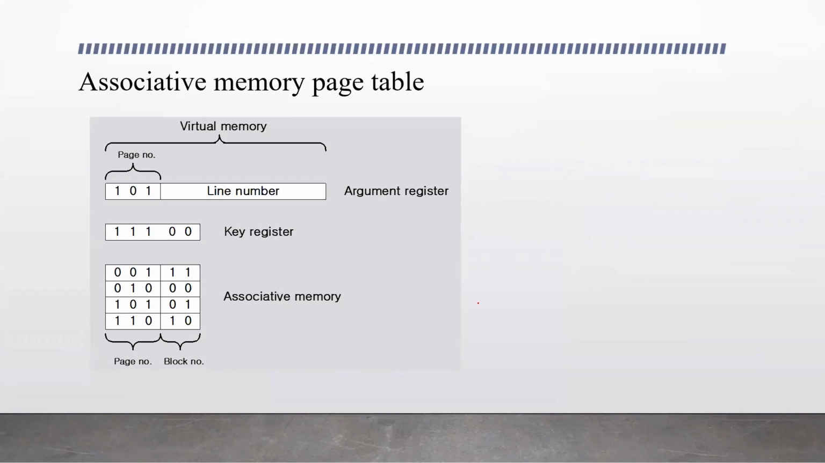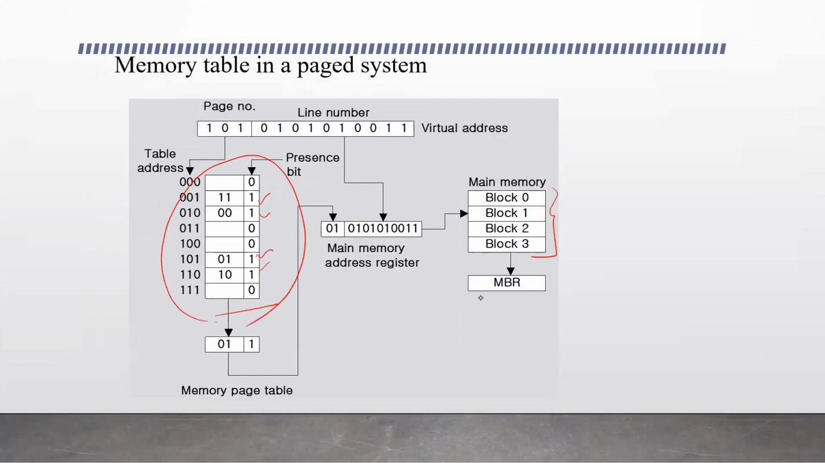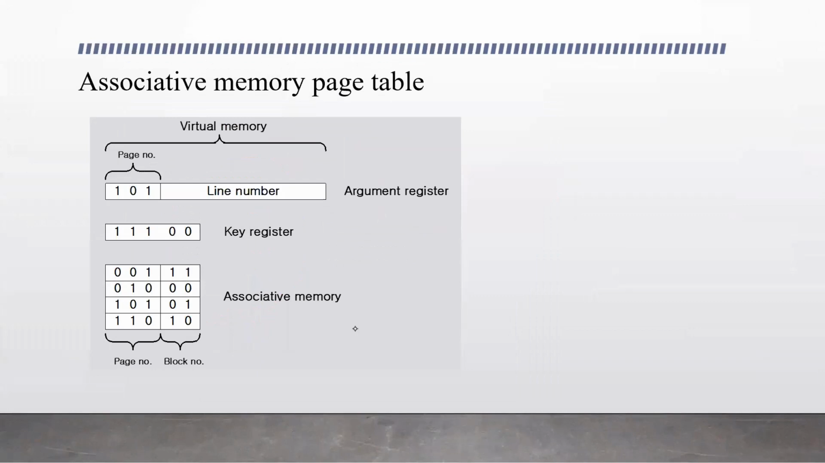To avoid this, we use the associative memory page table. This page table is constructed with the number of words equal to the number of blocks in main memory. We have 4 blocks here, so only 4 entries are used. For that, the associative memory page table is used. In this concept, the page table is constructed with the number of words equal to the number of blocks in main memory. In this example, main memory has 4 blocks. So here, this is the page mapping table, constructed with 4 words.